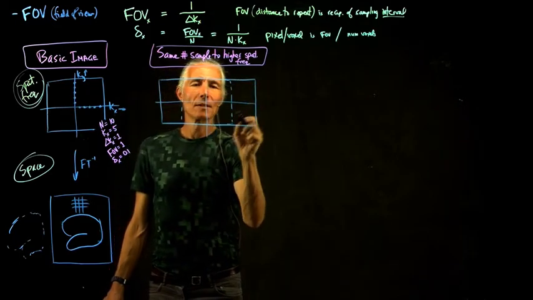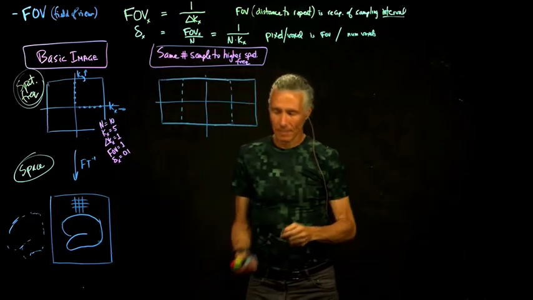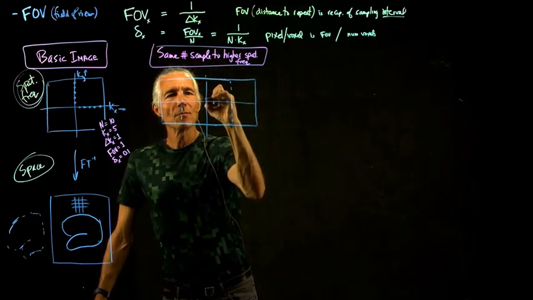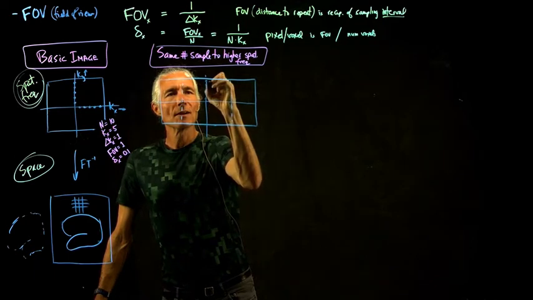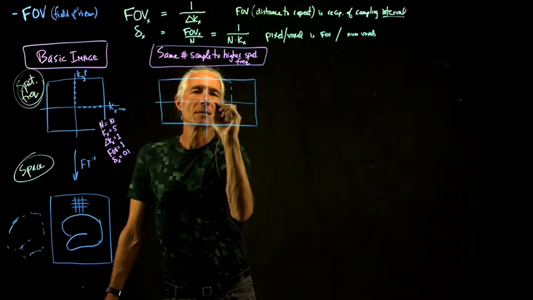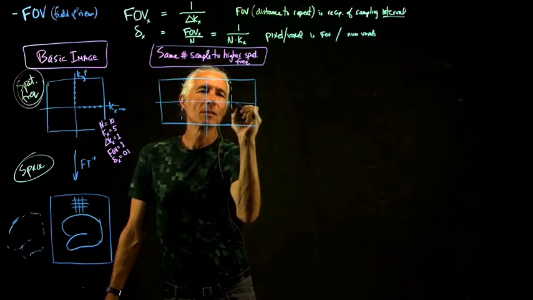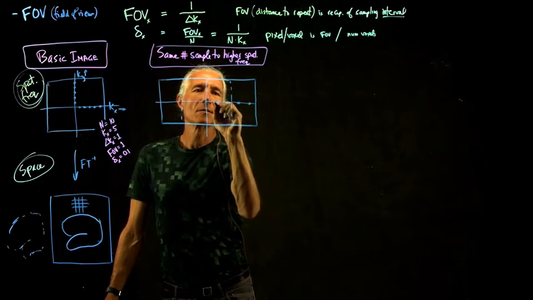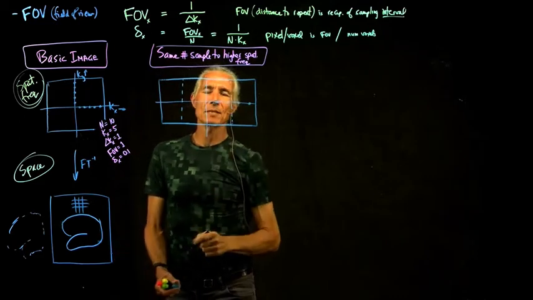So we have a rectangular K space, but we're not changing the number of samples. We took 1, 2, 3, 4, 5 over here, and now we've got 1, 2, 3, 4, 5 over here also. So you keep the same number of samples, but just spread them out.